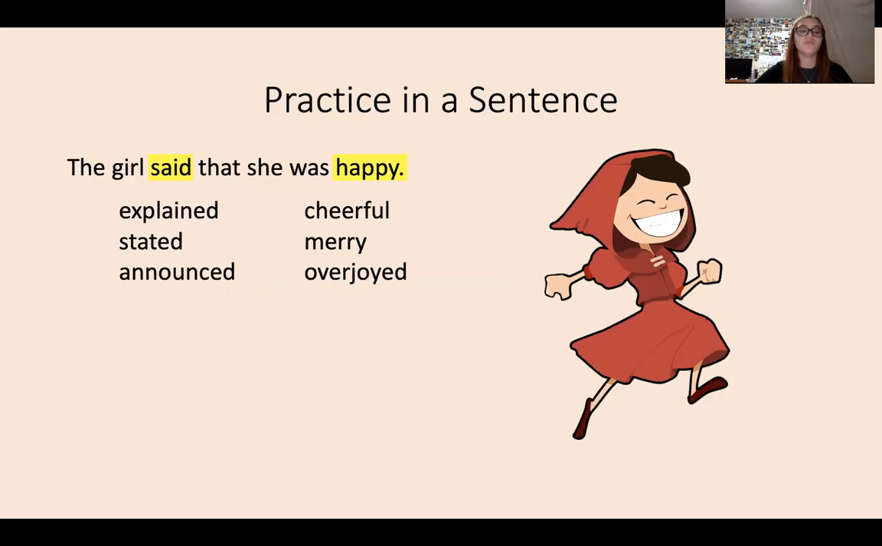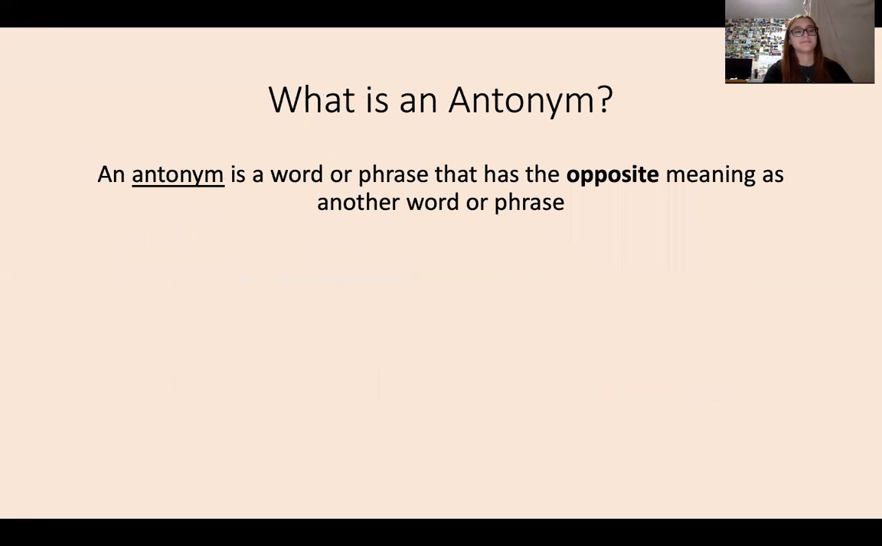Now let's write a new sentence replacing said and happy with synonyms that are stronger. For example, some that we wrote. Pause this video while you write your sentence. I wrote, the girl announced that she was overjoyed. Synonyms can make our writing better, and we should use them whenever we can.